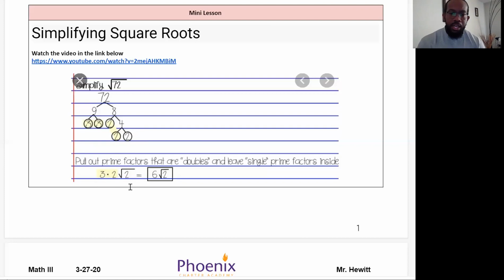So we're going to leave that 2 under the radical symbol right there. And so now we're going to multiply the ones on the outside. So 3 times 2 is equal to 6, okay? And so our final answer is going to be 6 square root 2, okay? Our final answer is going to be 6 square root 2.